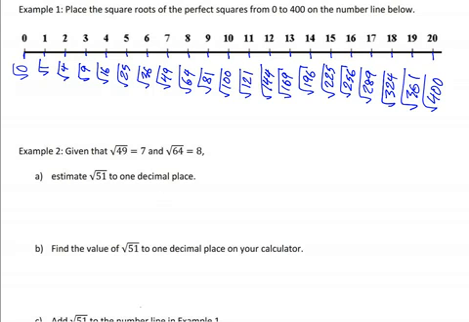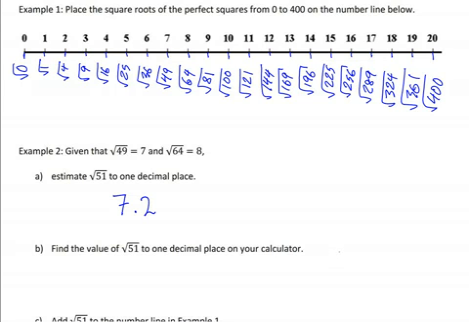So, for instance, in example 2 here, it says, given that the square root of 49 is 7, we saw that on the number line here, and the square root of 64 is 8, we also saw that on the number line there. So first of all, we're being asked to estimate the square root of 51 to 1 decimal place. Well, 51 is somewhere in between 49 and 64. It's closer to 49 than it is to 64. So you might estimate that this value is going to be 7 point something low. So maybe 7.2 might be a good estimate.